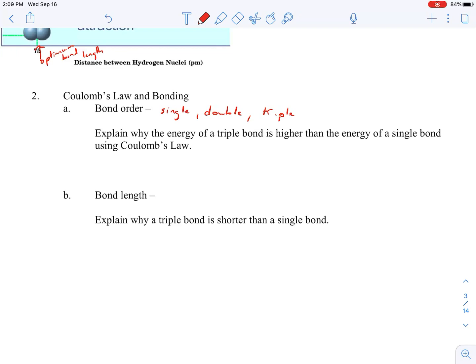So the question says, explain why the energy of a triple bond is higher than the energy of a single bond. Well, in our triple bond, we have 3 sets of electrons being shared. So that's 6 total electrons sharing or overlapping. We'll get into that a little bit later in this unit. Whereas in a single bond, we only have 2 electrons, or 1 set of electrons, overlapping. Which one is going to be stronger? The 3, because there's 3 sets of overlapping. More electrons, more overlap.